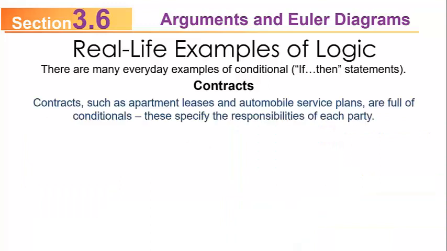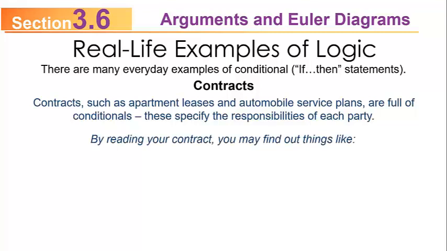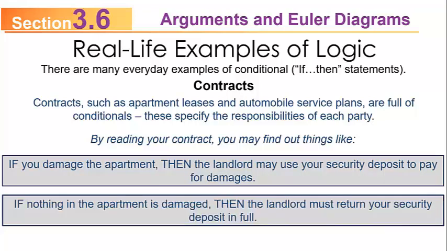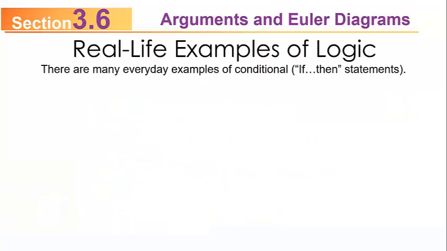Other contracts such as apartment leases and automobile service plans, again, are full of conditionals. They specify the responsibilities of each party. By reading your contract, you may find out things like, if you damage the apartment, then the landlord may use your security deposit to pay for damages. If nothing in the apartment is damaged, then the landlord must return your security deposit in full. Again, a series of if-then statements inside of a typical contract.